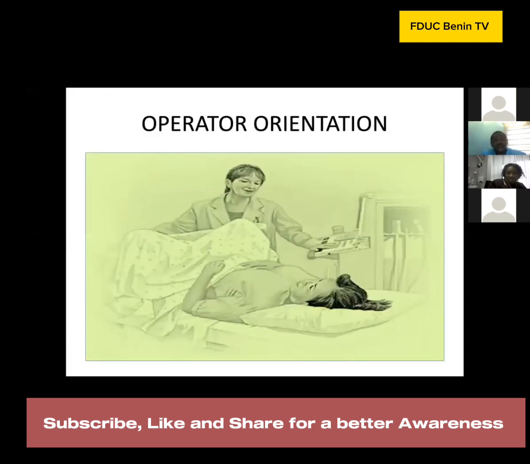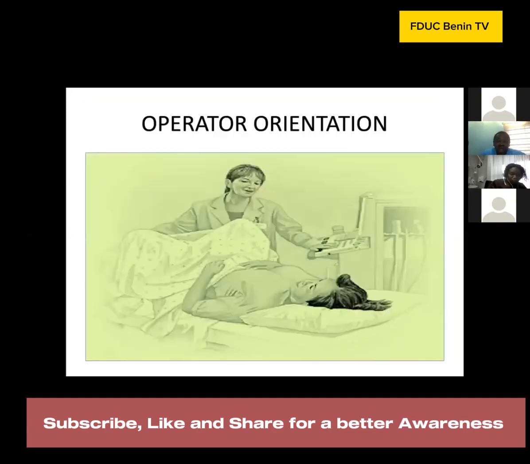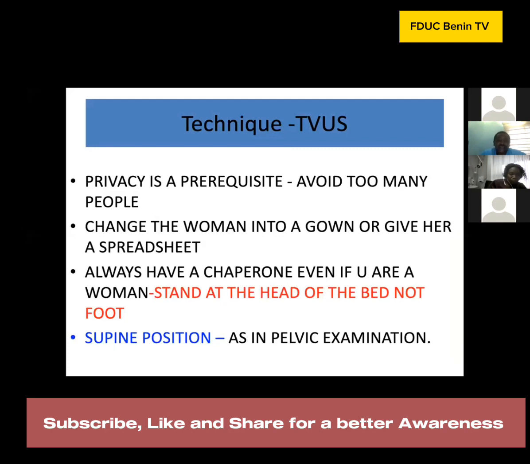All of you are familiar with this image. You see the operator or the imager on the right side of the patient, standing or sitting, facing the patient and facing the ultrasound scan machine. You can all see how much privacy this procedure requires. So please avoid too many people in the room. Change the woman to a gown or give her a sheet as much as is possible.